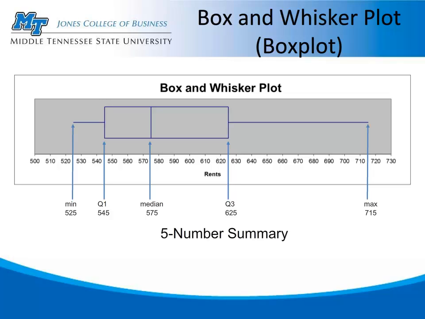The whisker on the left hand side goes down to the minimum value. The whisker on the right hand side goes out to the maximum value. But you just need those 5 numbers to construct the box and whisker plot. But it gives you an idea about how the data values are scattered around. In this case, the shape of this data set, it's right skewed. There are a few large values that are going to end up pulling the mean to the right of the median.